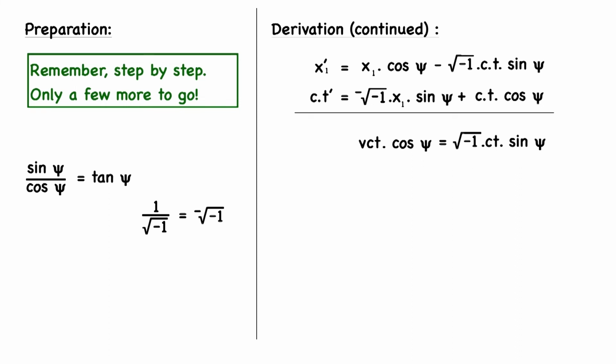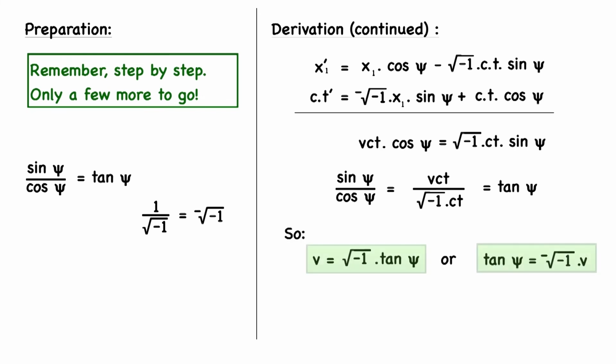Now I can cross-multiply terms to rearrange this equation, then use the sine divided by cosine equation from the preparation column to arrive at a new equation that relates v to psi like this. Do you see where I'm going with this? I want to find a way to replace functions of psi with functions of v, and this equation provides the key to doing just that. Remember it, I'll be using it more than once in the next few slides.